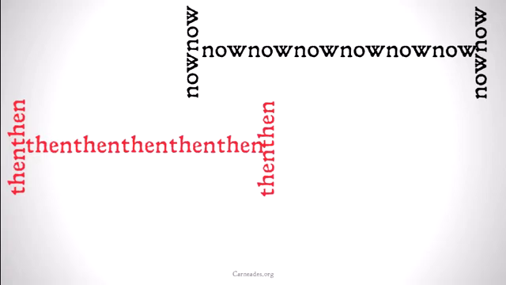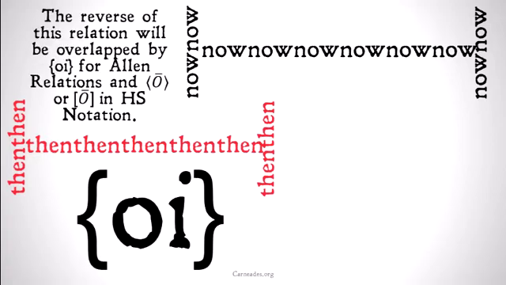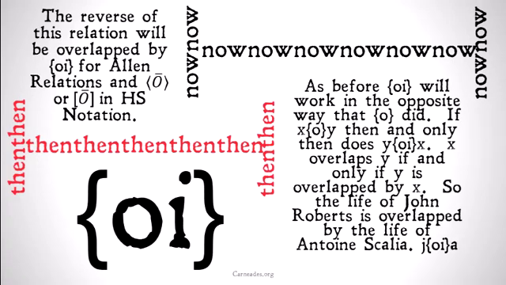So, next up, we're going to switch them around as before and look at the reverse of this relation. So the reverse of this relation is going to be overlapped by, or OI for Allen relations, and O with the line on top for HS notation. So as before, overlapped by will work in the opposite way that overlap did. If X overlaps Y, then and only then is it the case that Y is overlapped by X. X overlaps Y if and only if Y is overlapped by X. So the life of John Roberts is overlapped by the life of Antonin Scalia. Oops, I guess we killed another one.